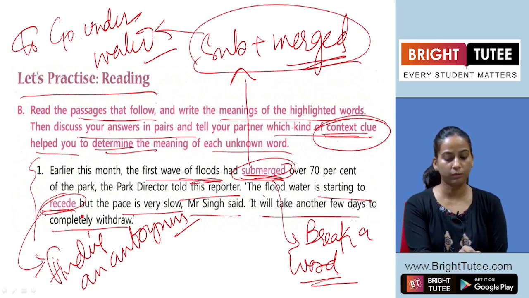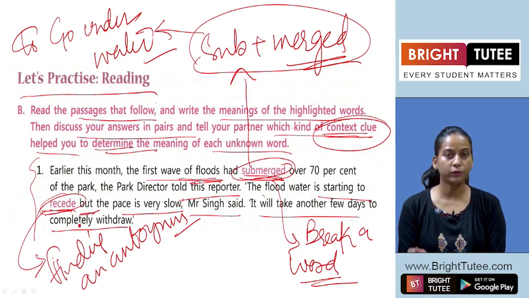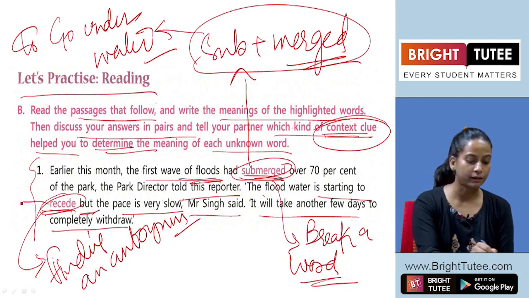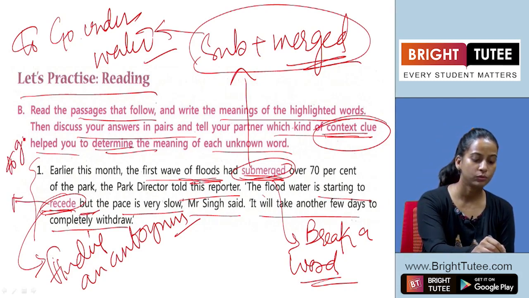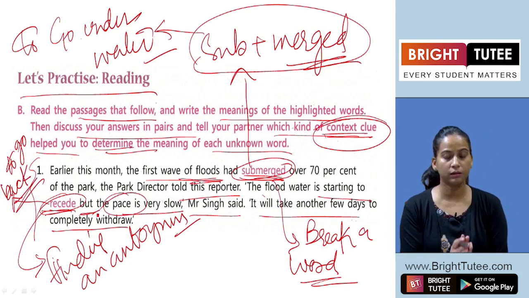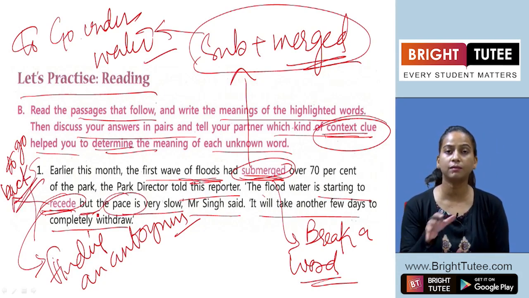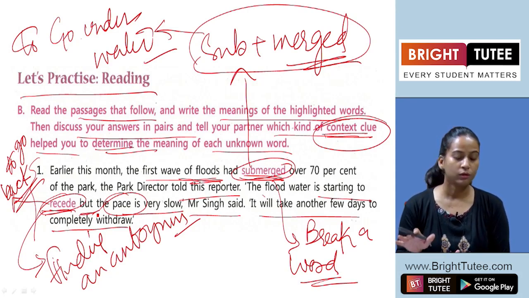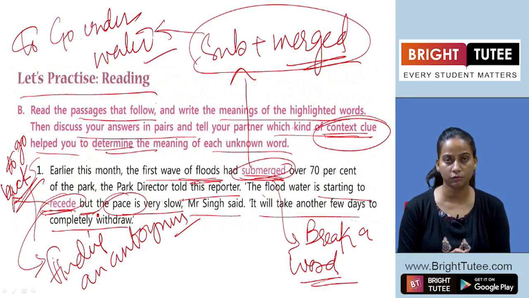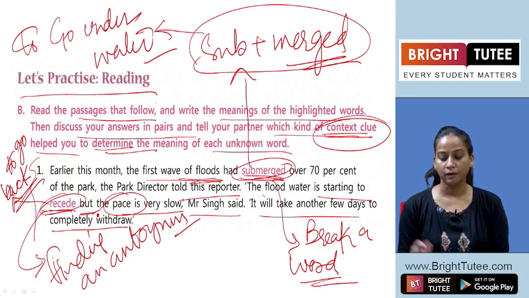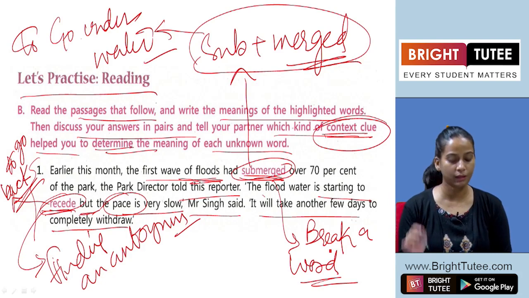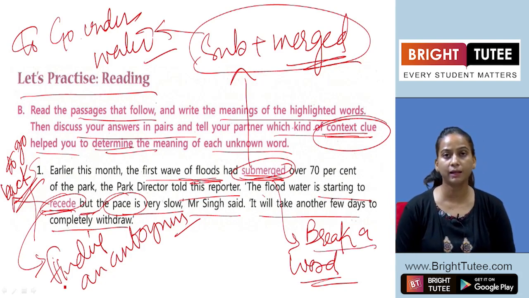So, here the word 'but' is used. According to that, we can mention the meaning as to go back, or to go down. Here we are talking about the pace. Pace means speed of water. Receding means getting down, to go back. So, that is very slow. So, through these techniques, the first one we used was break a word and the second one was finding an antonym. So, somewhere we are getting the idea about these given words.